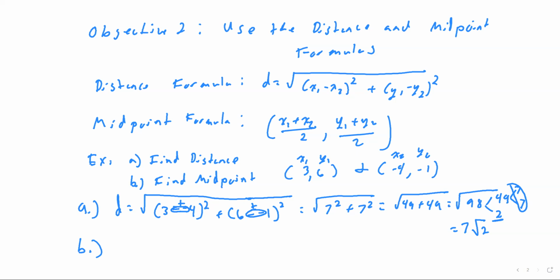All right, part B again, to find the midpoint formula. I'm just going to add my x's. So that's going to be 3 plus -4 divided by 2. Add my y's. That's going to be 6 plus -1 divided by 2. All right, so what is 3 plus -4? -1 divided by 2. Can't go any further. 6 plus -1? 5 divided by 2. Can't go any further. So there's your midpoint.